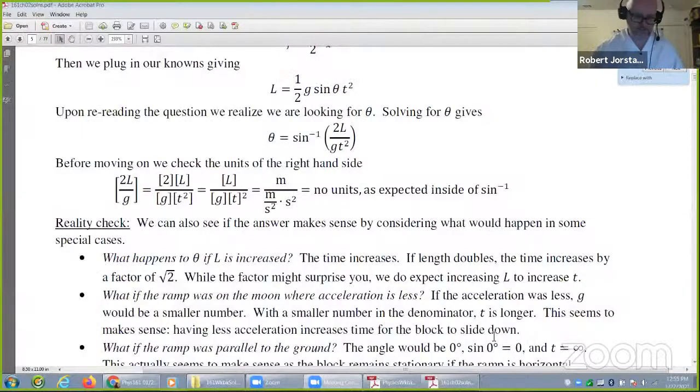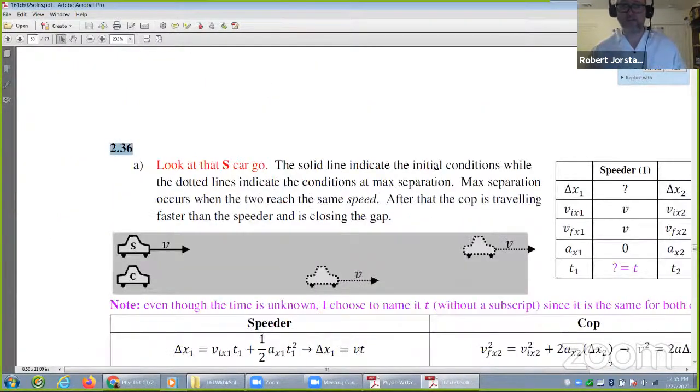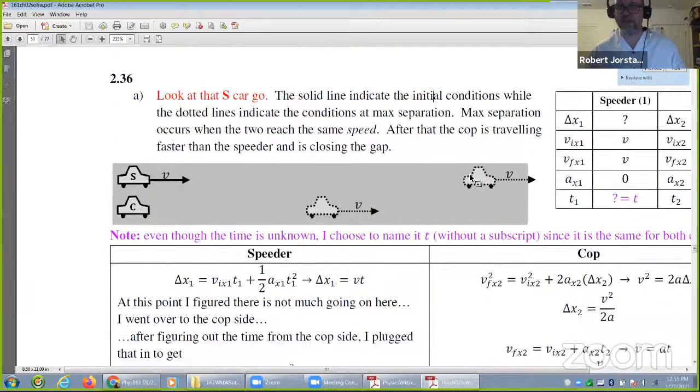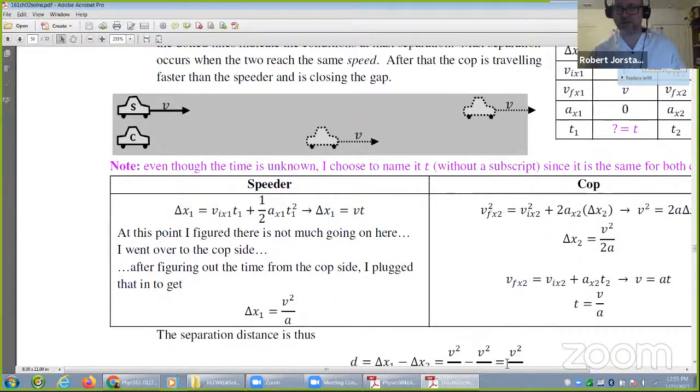So this is 2.36. You don't have to do things my way, but I do think for a lot of you that are starting, it will help. Come on, Zoom. Having some trouble today. There we go. So let me just hit Control F. What was this? 2.36.